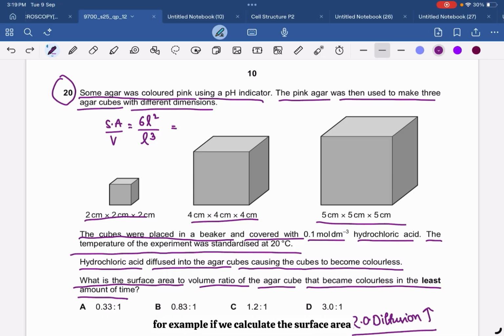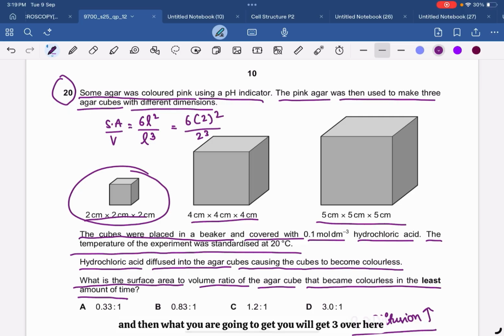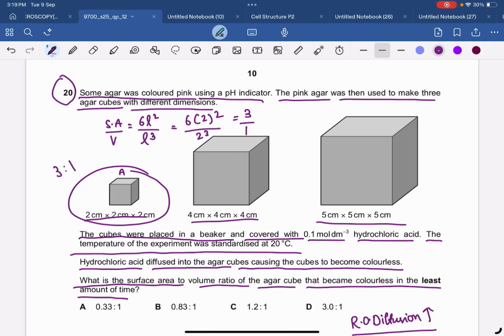For example, if we calculate the surface area to volume ratio of this, you can do it with your own calculator as well. You will simply do 6 × 2 squared divided by 2 cubed, and then you are going to get 3 over here and 1 over here. So for A, let's label it as A, the surface area to volume ratio is 3:1.